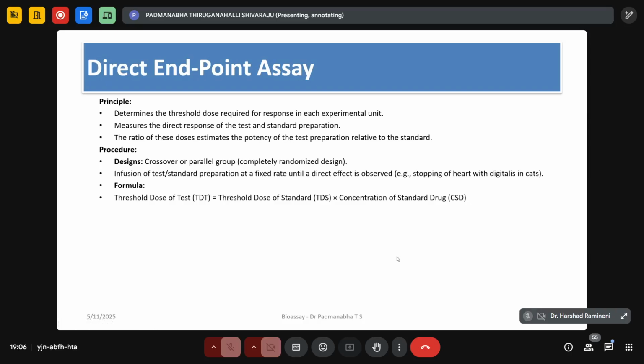So this is the standard formula which will be used to calculate the threshold dose of the test, that is, the threshold dose of the standard into the concentration of the standard drug. So what is the advantage of direct endpoint assay?